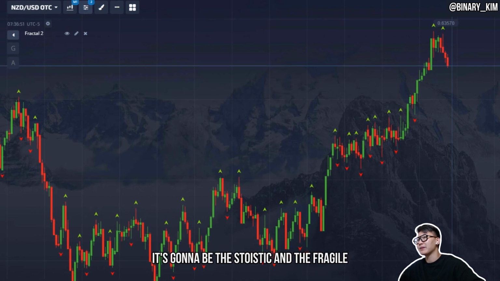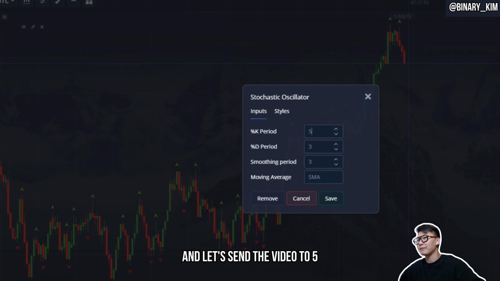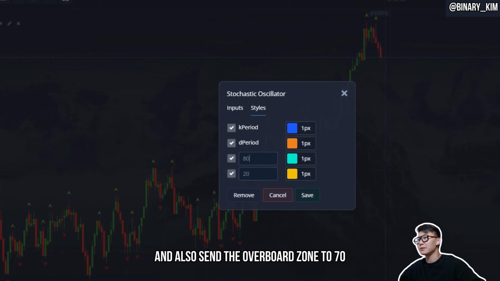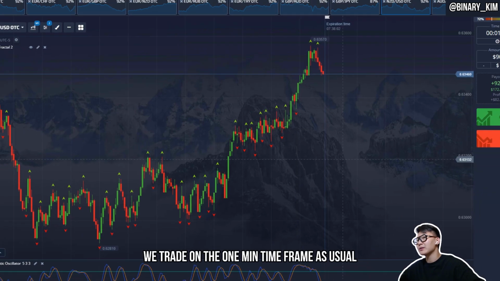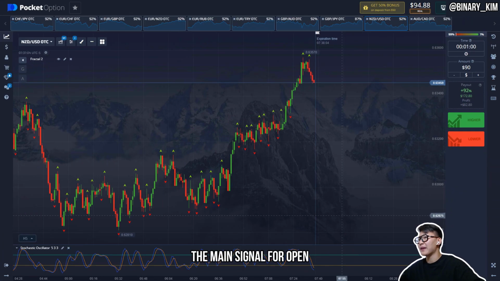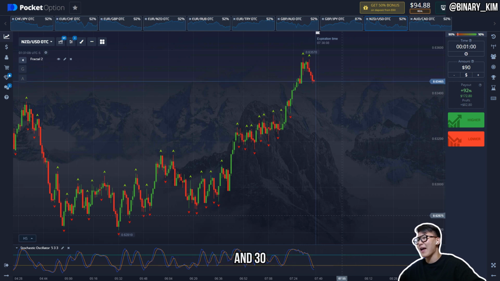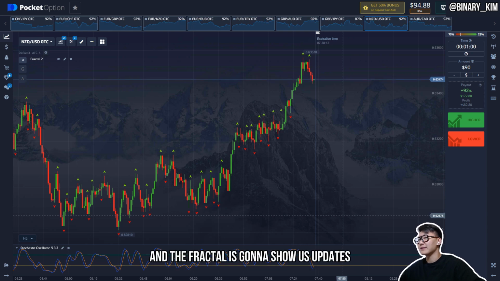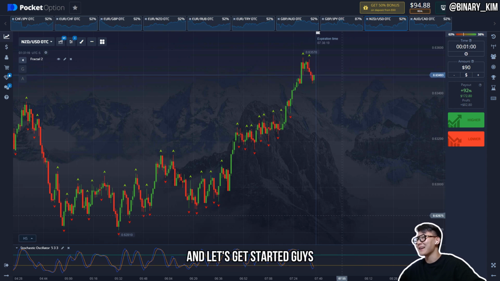Today's indicators are going to be the stochastic and the fractal. Let's set the period to 5 and also set the overbought zone to 70 and oversold to 30. We trade on a 1 minute time frame as usual. The main signal for opening a position will be the crossing of the levels 70 and 30. These are the overbought and oversold zones, and the fractal is going to show us updates of the local highs and local lows. Well, let's get started, guys.